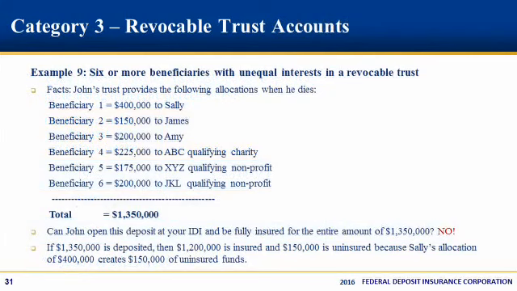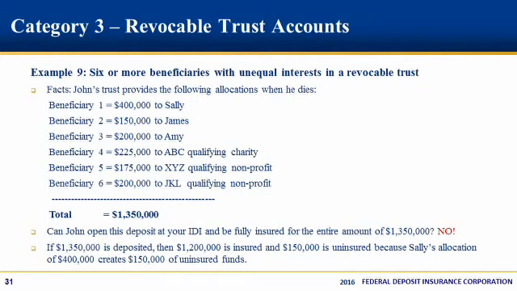Okay, let's look at an example to apply our formula. In example number 9, John is the owner of a trust naming 6 beneficiaries with the specific per beneficiary allocations as listed on the slide. Assume all beneficiaries are alive and have been confirmed as primary beneficiaries. The question John is asking you is, can I open this deposit at your bank and be fully insured for the entire $1,350,000 that I have allocated under the trust agreement? The answer to the question is no.